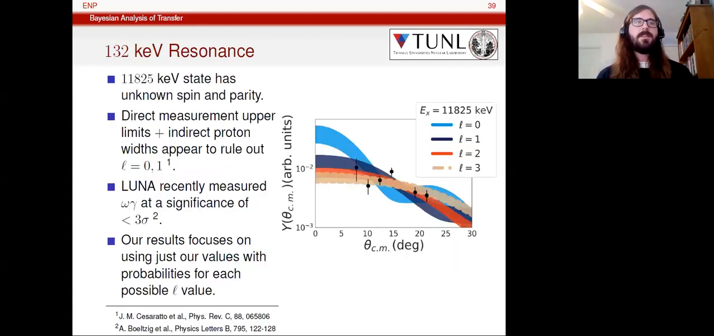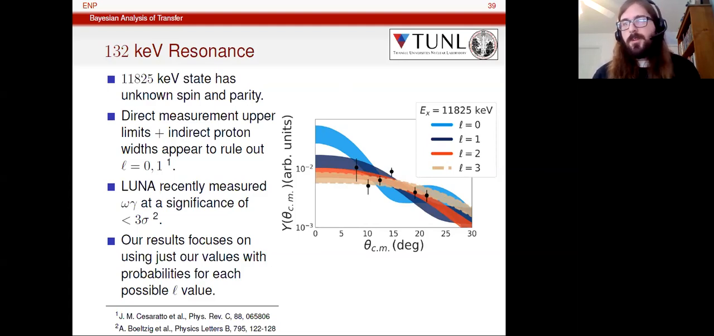Okay, so that was just to give some background on all of these methods that we're using. But again, only one state matters. So what we would like to do is, just using this method, give probabilities for each of these L values, so 0 through 3.